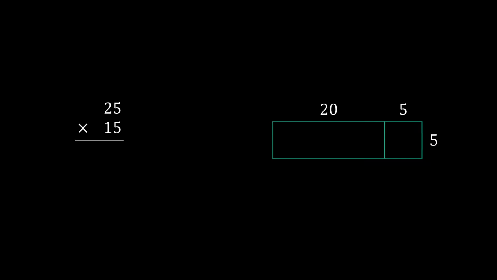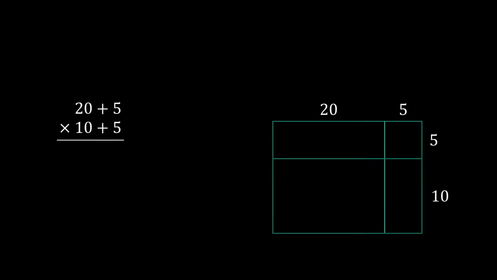Alright, so what if we have 2-digit numbers multiplying each other? Well, let's go back to the rectangle. Why don't we just add another row to represent this? So 20 plus 5 times 5 plus 10, which is the same as 25 times 15. And then we can just start the same way that we did last time.